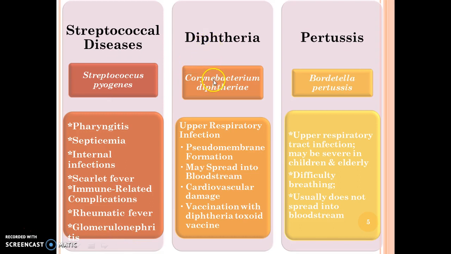Diphtheria is caused by Corynebacterium diphtheriae. The symptoms are upper respiratory infection, pseudomembrane formation, may spread into the bloodstream, leads to cardiovascular damage. Vaccination with diphtheria toxoid vaccine may prevent humans from Corynebacterium diphtheriae.